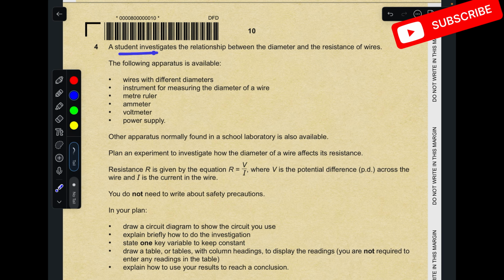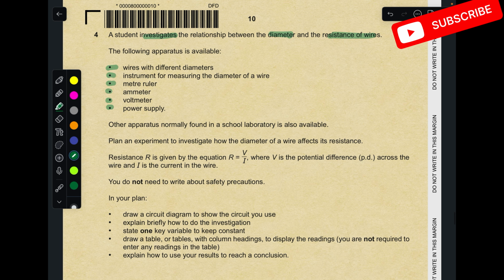A student investigates the relationship between the diameter and the resistance of the wire. So this is the theme of the experiment. He is investigating the diameter and the resistance of the wire, and this is the apparatus that you have. Other apparatus normally found in the laboratory are also available. Plan an experiment to investigate how the diameter of the wire changes affect the resistance.